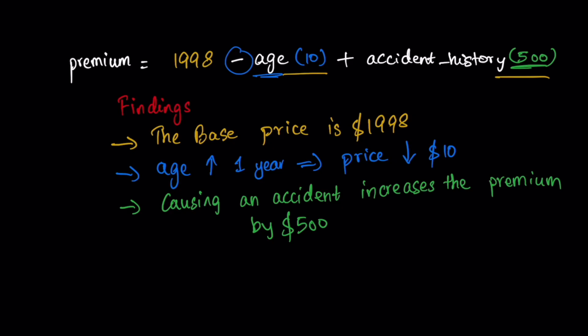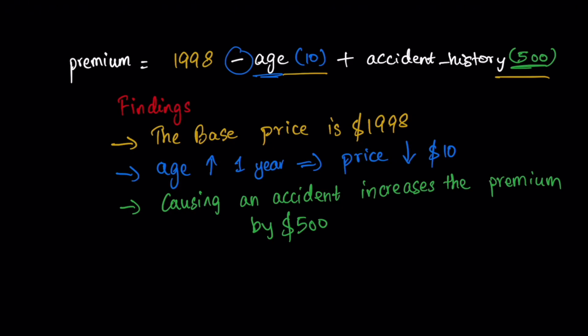These insights aren't just numbers, they tell us how the model is making its decisions. By interpreting the model this way, we can clearly explain to customers, stakeholders, or regulators why the model is making certain predictions. It makes the system more transparent, showing exactly how age and accident history influence the premium instead of treating it like a black box.